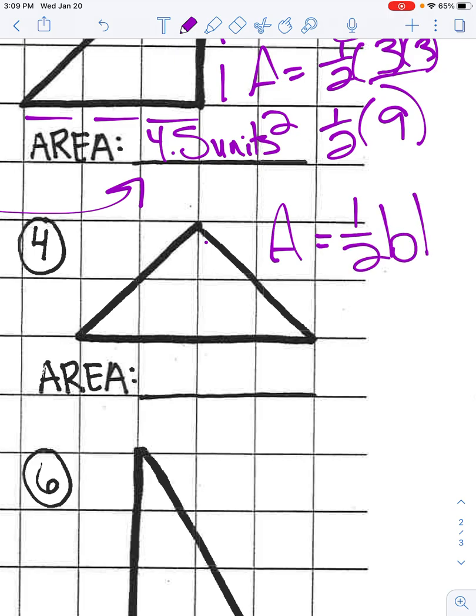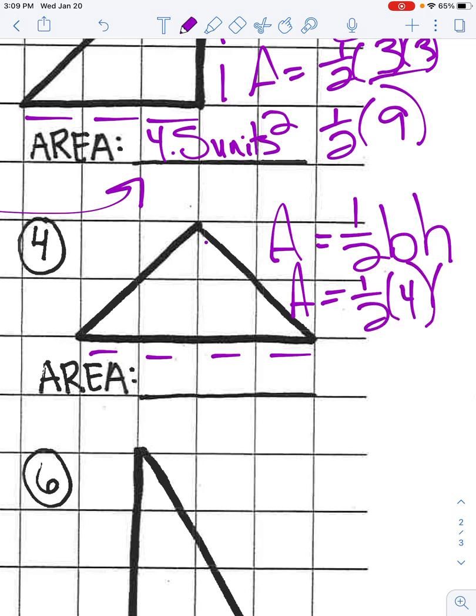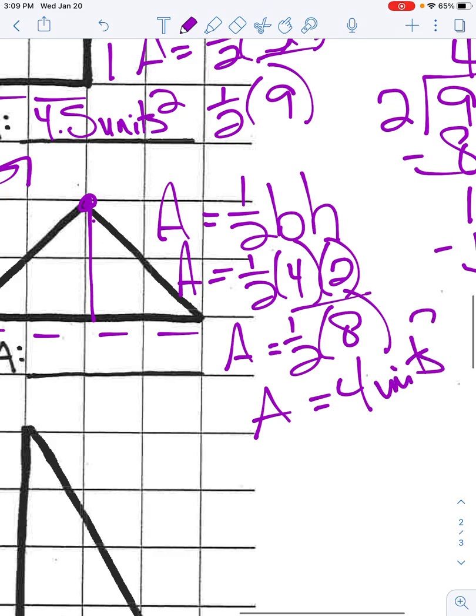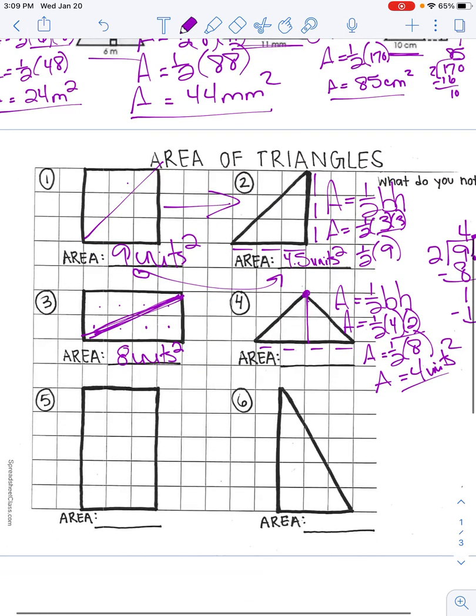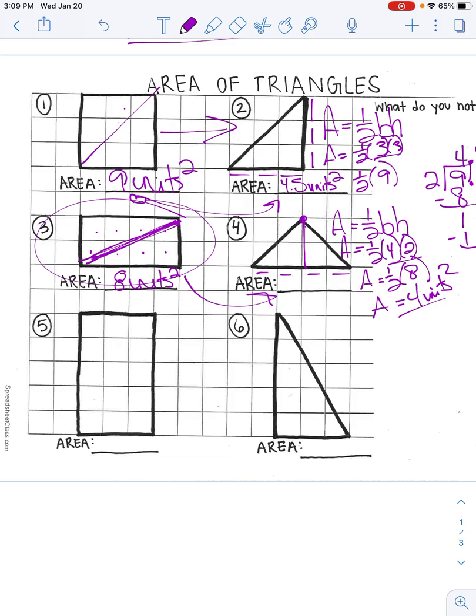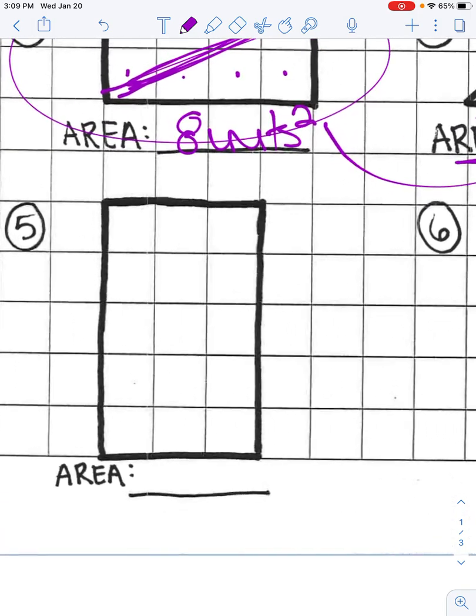Base times height divided in half. 1, 2, 3, 4 is the base. Remember, height, tip top, straight down. There's 2. 4 times 2 is 8. Half of 8 is 4 units squared. Okay, so over here it was 8. Half of it is 4.